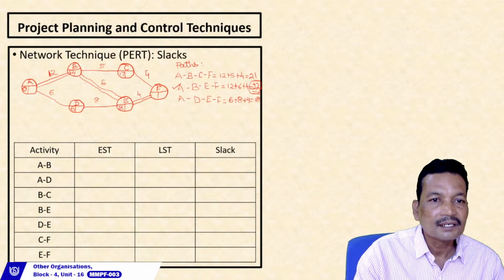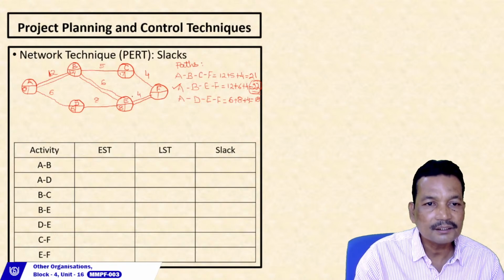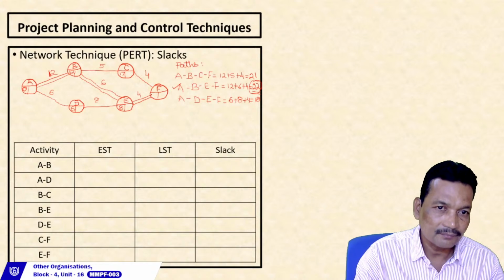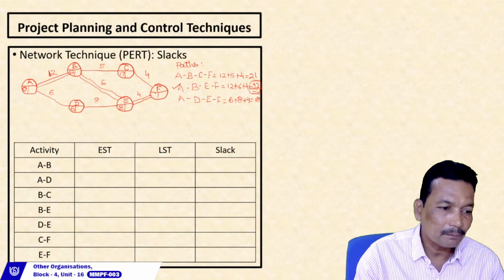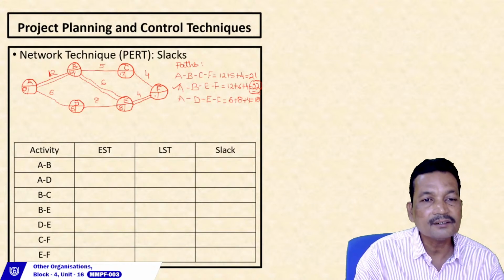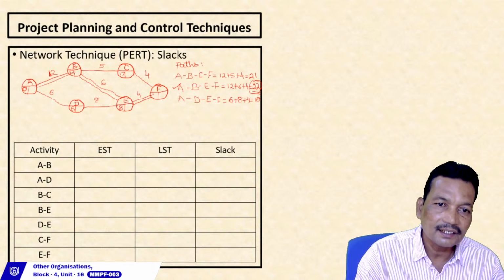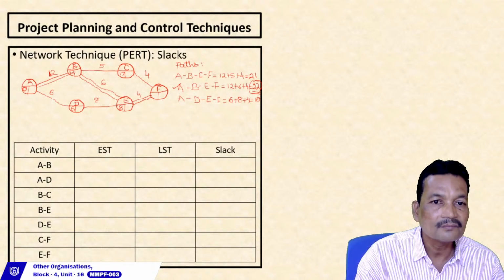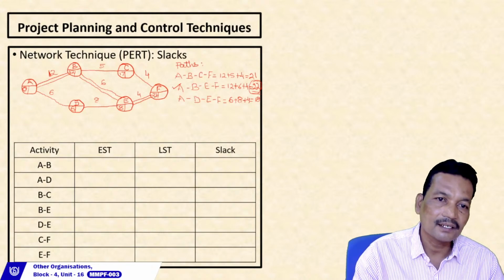So here we take 18. Now 17 plus 4, here at F, you see two paths are converging. So 17 plus 4 is 21 and 18 plus 4 is 22. So when paths are converging, we take the highest one. So we take from the E side, that is giving us the highest one, that is 22.